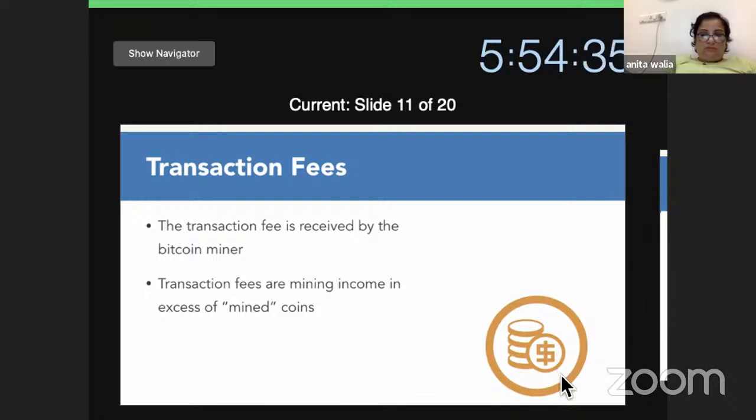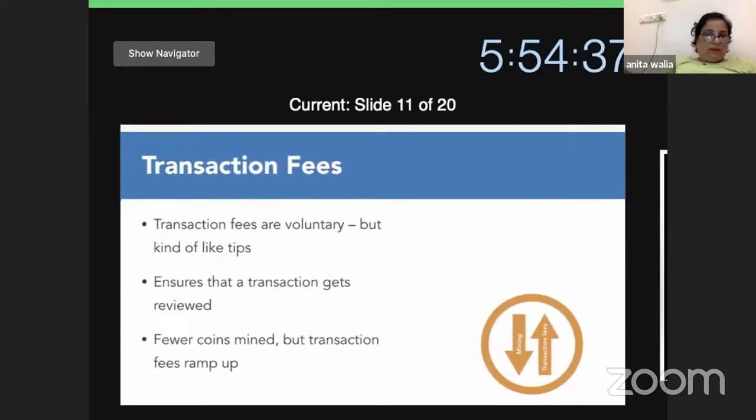There are transaction fees associated with Bitcoin, but they are kind of tips. These transaction fees get paid out to the Bitcoin miners. They are really a form of income in excess of the mined coin. Those fees are voluntary. You don't have to pay the fees, but of course, if you go into a bar, the bartender does not have to serve you. They could serve everybody else in the bar ahead of you, but you pay a tip to the person and you get the attention of the bartender. Similarly, you pay a transaction fee in order to get a miner to review your transaction, the miner who is going to audit your transaction. So that's the crux of the Bitcoin system.